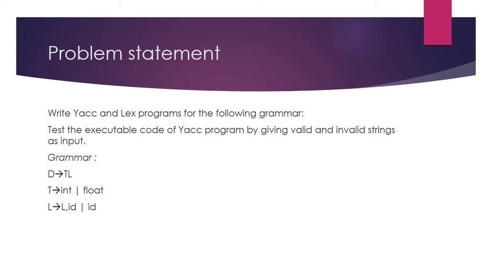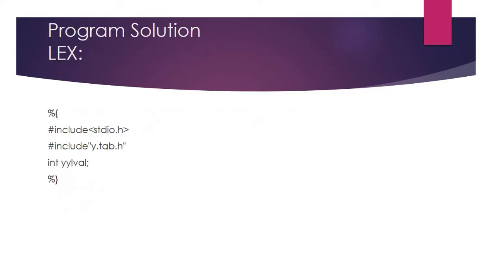Write Yacc and Lex programs for the following grammar. You need to test the executable code of the Yacc program by giving valid and invalid strings as input. As I told, the grammar is D produces TL, T produces int or float, L produces L comma ID or ID. So first let us see the program solution in Lex.